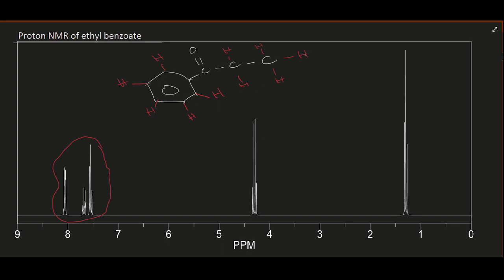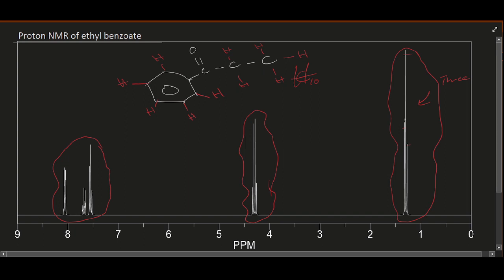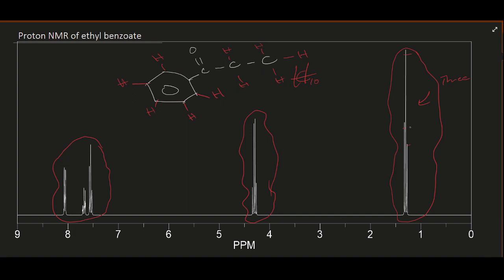So there are almost 10 protons, and this is a triplet and this is a quartet. Triplet means there are 3 peaks, 1, 2, 3. There is 1 peak, but it has 3 subunits, and this is a quartet, meaning there is 1 peak, but it has 4 subunits.